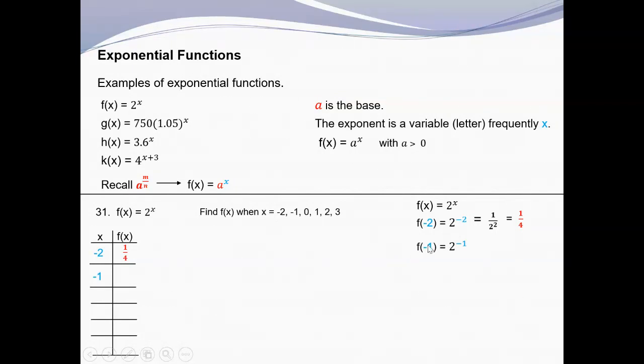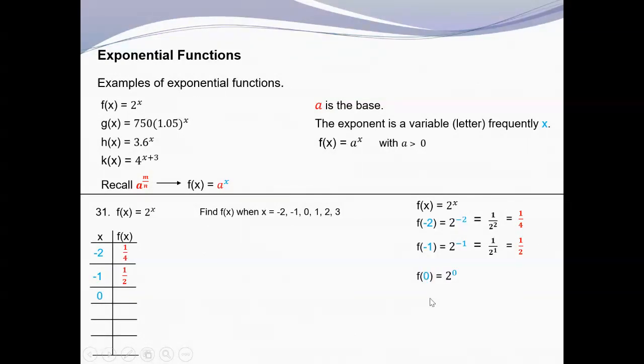Now when x is negative 1, we repeat the process, but now instead of negative 2, we're going to plug in negative 1 for the x. So 2 to the negative 1 is equal to 1 over 2 to the first power. The answer will be 1/2. So when x is negative 1, y is positive 1/2.